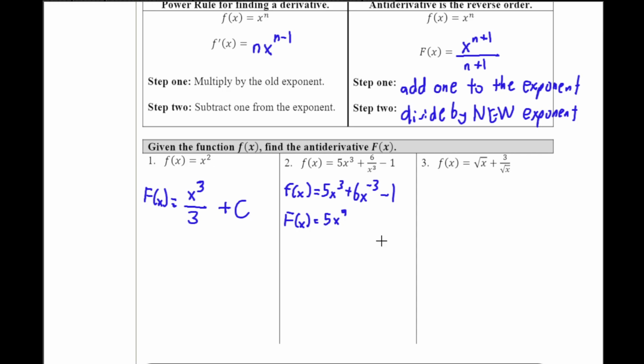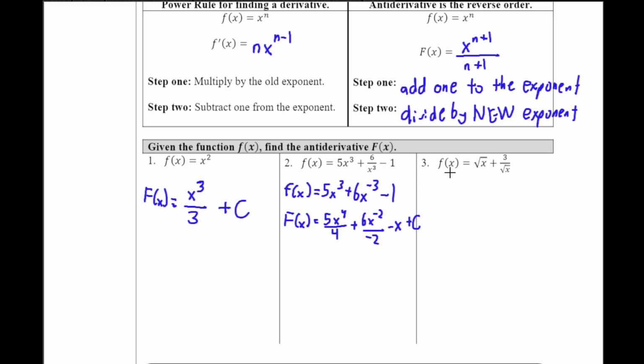That's 5x to the 4, and then you divide that by 4, plus 6x, negative 3 plus 1 is negative 2. Divide that by negative 2. And then the antiderivative of negative 1 is just negative x. You throw in a plus c. And then you can just leave it like that.